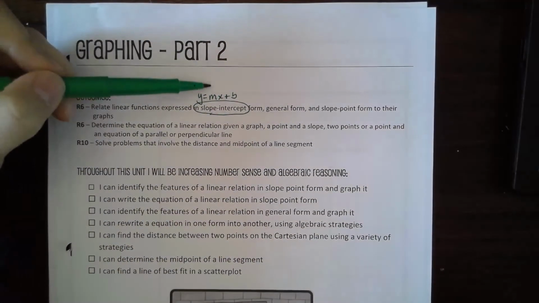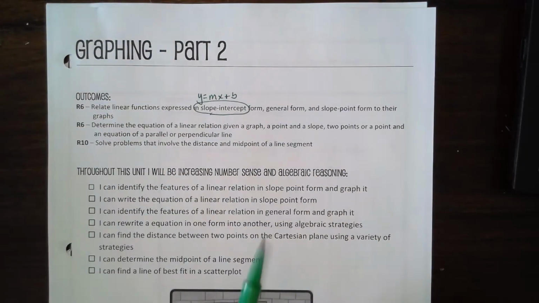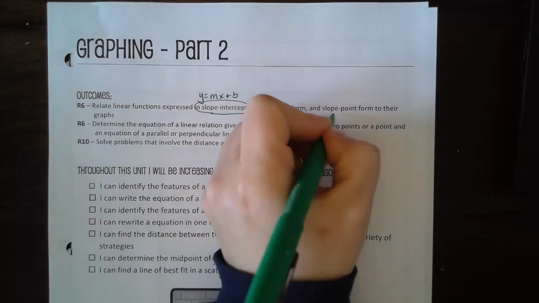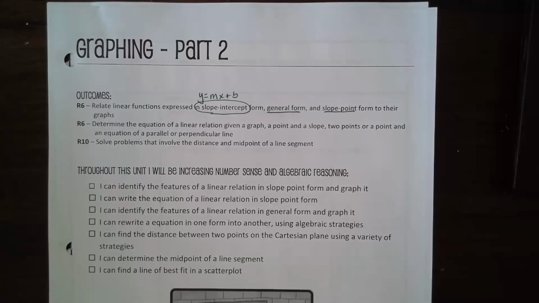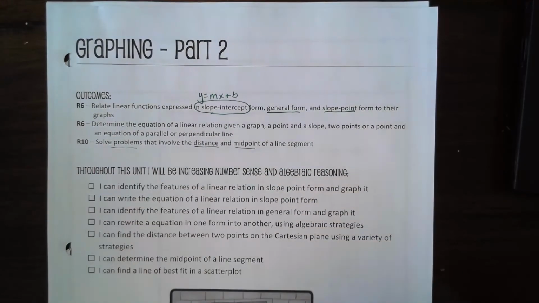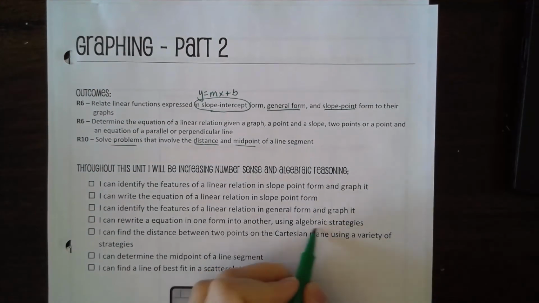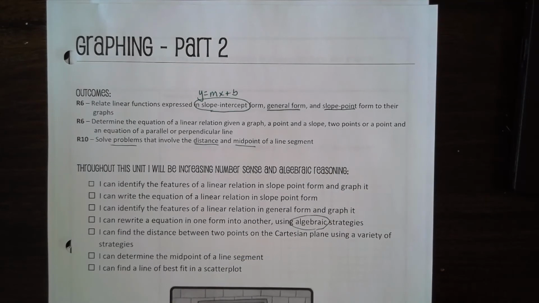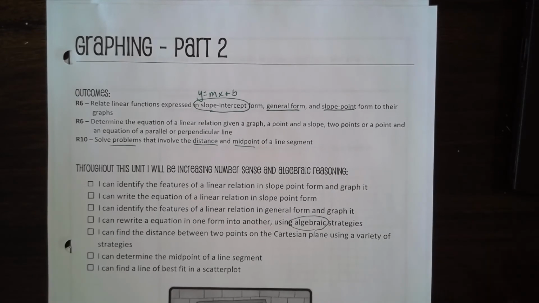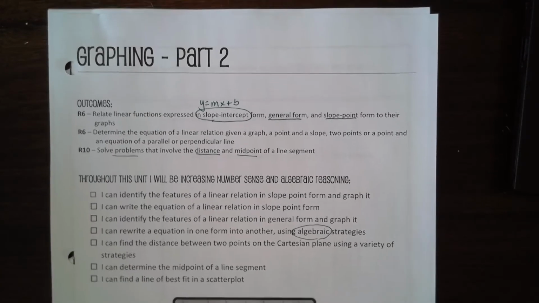So m is our slope, b is our y-intercept, and what we're going to do in this unit is add 2 more forms of a line, okay? And then we're also going to do some problem solving when it comes to distance and midpoint, and we're going to be doing a bunch of algebra, okay? So all of those are the big ideas of this unit. We're going to add on to those things that we already know and expand our concept of graphing linear functions.